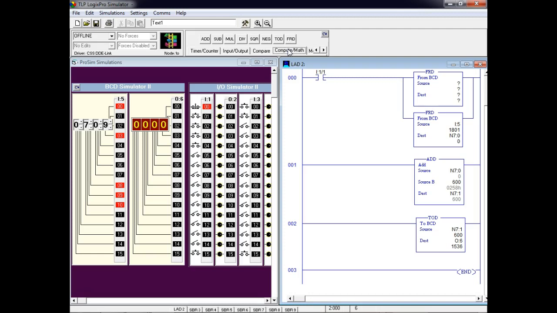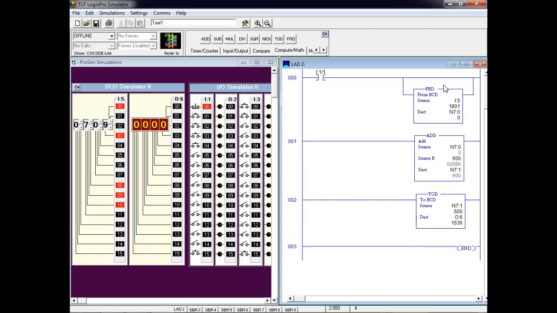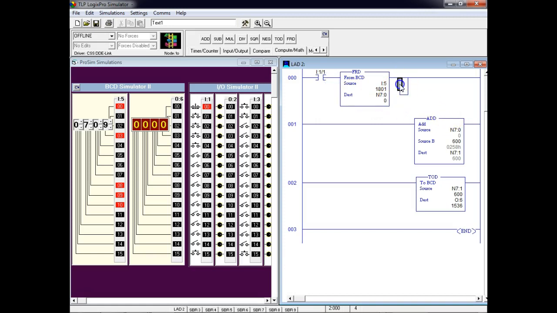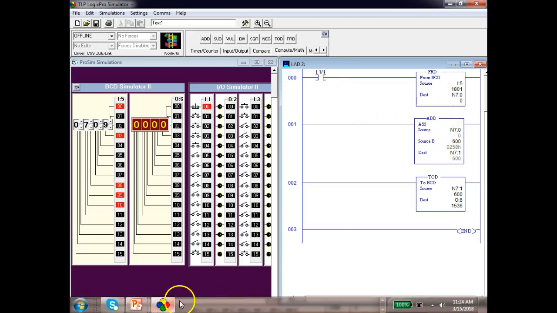Well, I haven't quite got this finished yet. Let me take this other one off because I'm using a constant. I was working on this. Get rid of this down there. What does it stand for? TOD? It's to binary, we'd have to look it up. I don't think they actually give you the name of the instruction.